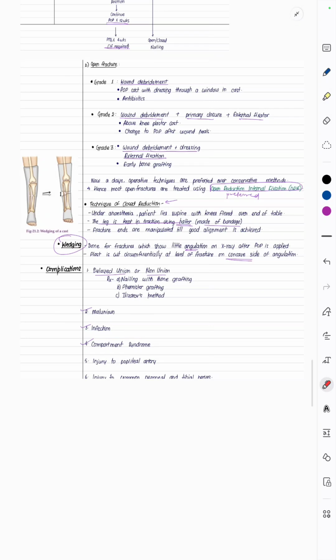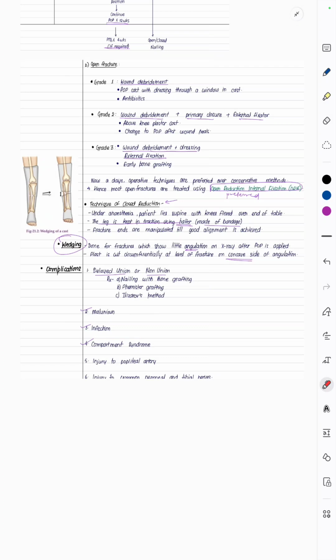Now there's something called wedging. So what is wedging? It is done for fractures which show angulation, and because of which the plaster cast is cut circumferentially on the concave side of the angulation so as to maintain the length.